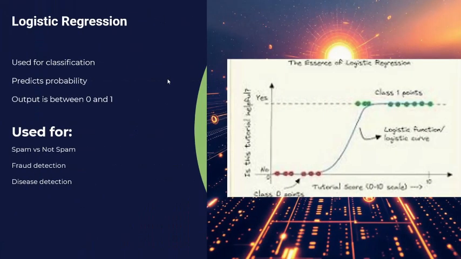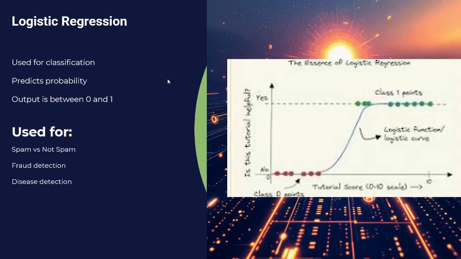Now let's talk about logistic regression. What is it actually and what is it used for? This is an algorithm used basically for classification, and it predicts probability, with the output between 0 and 1. It's basically used for spam or no spam. We have looked at email classification, where we want to know whether an email is spam or not spam.